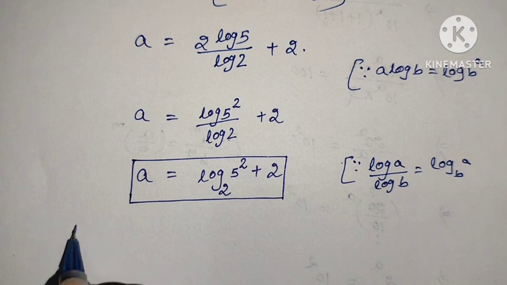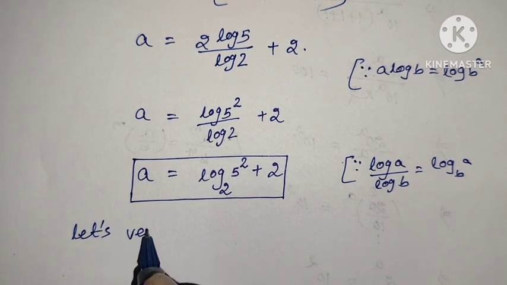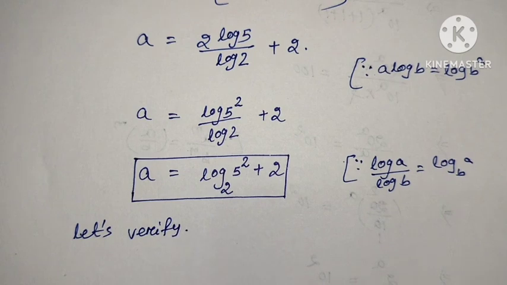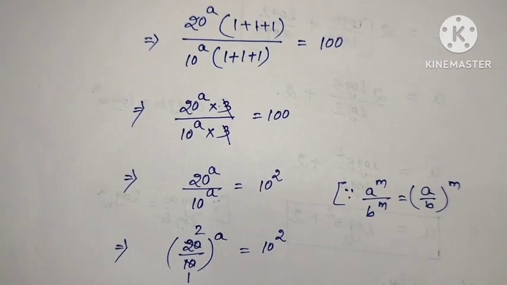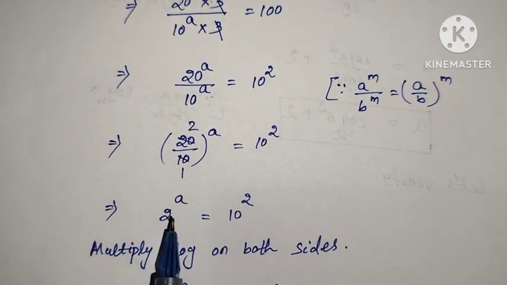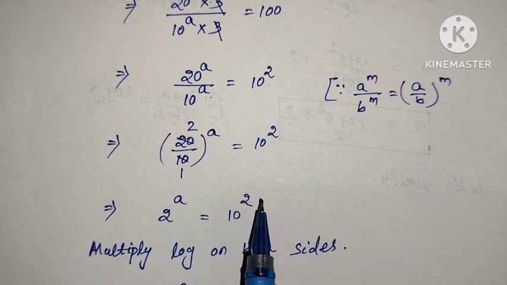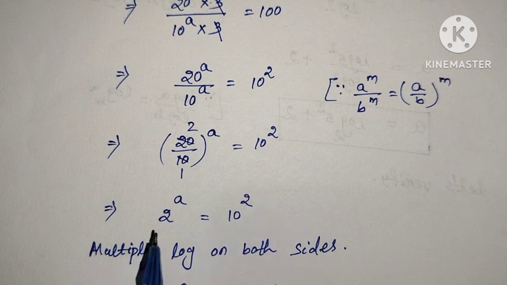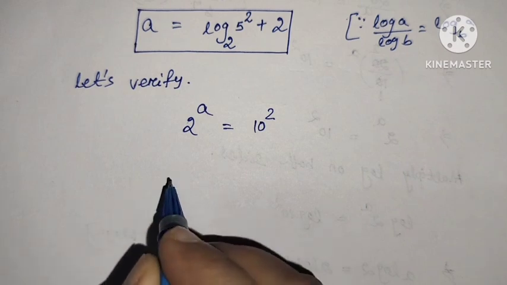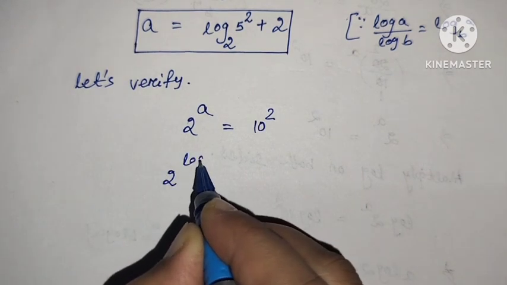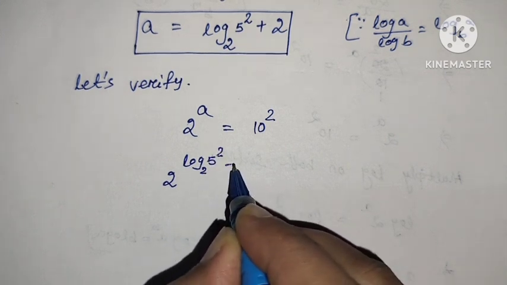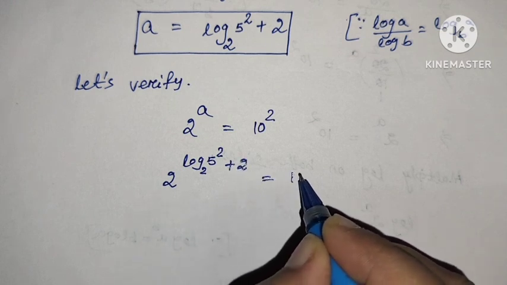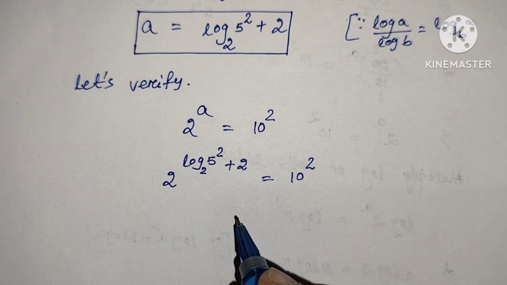Let's verify is correct or wrong. This is the question. Then we solve. Then the answer we got it. What is that? 2 to the power a is equal to 10 to the power 2. Then in here we put the value of a and verify. Then 2 to the power log 5 to the power 2 base 2 plus 2 is equal to 10 to the power 2.